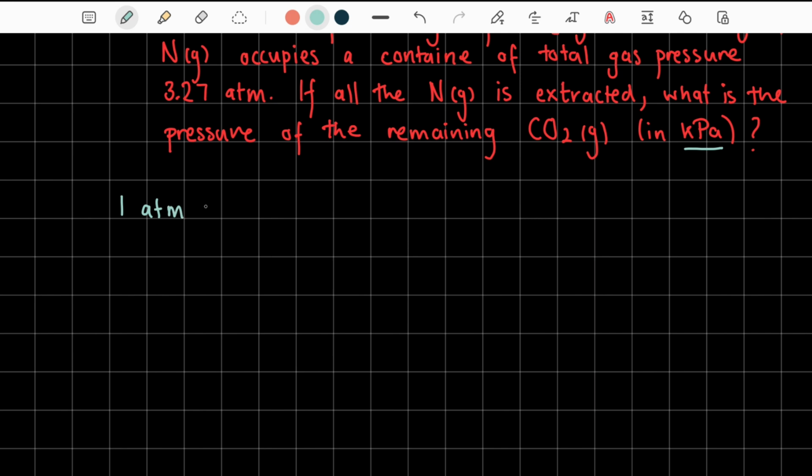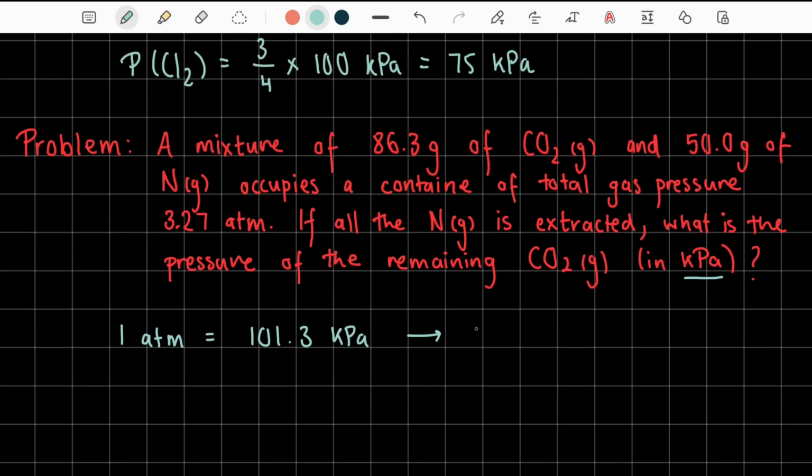1 atm is 101.3 kilopascals. Now, here we are given an amount of 3.27 atm. This is then going to be 101.3 times 3.27. All right? And this should give you 331 kilopascals. And this is the value that we're going to work with.